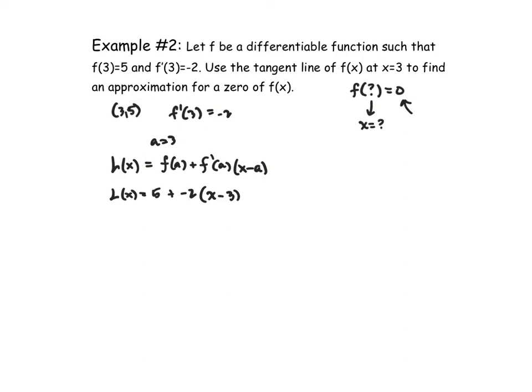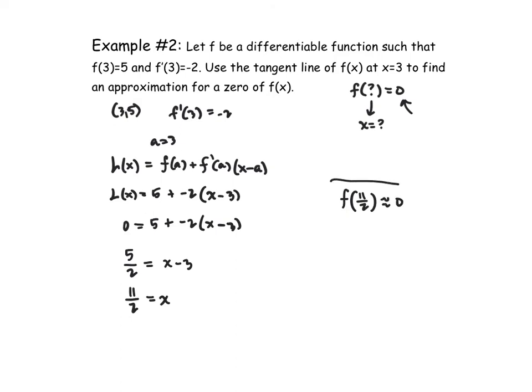All right, so if I want to know an approximation such that the function has a 0, I want L of x to equal 0. Now again, this will be an approximation. This isn't going to be exact. So let's see what we get. I'm going to subtract 5 and divide by negative 2. So I'll get negative 5 over negative 2, which is just 5 over 2, should be equal to x minus 3. Well, 3 is really 6 over 2, so I'm going to add 6 over 2. So it looks like my approximate value for the 0, so f of 11/2 should be approximately equal to 0 according to my linearization model. All right, outstanding.